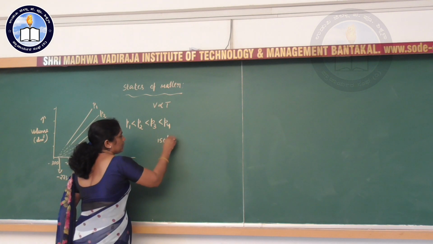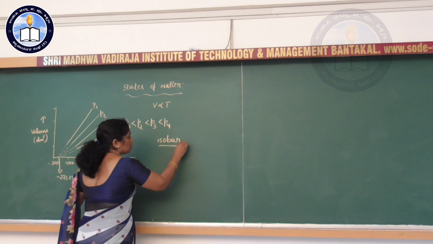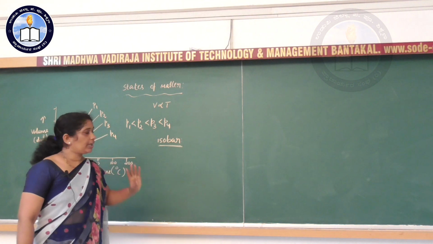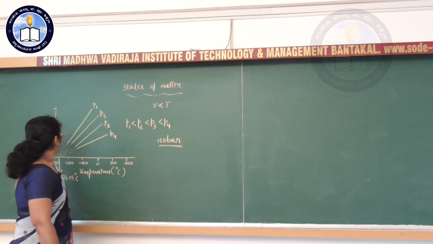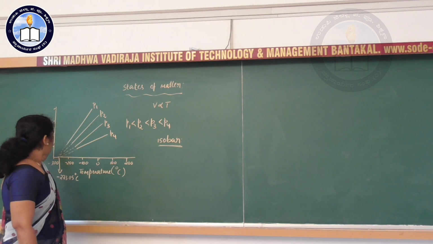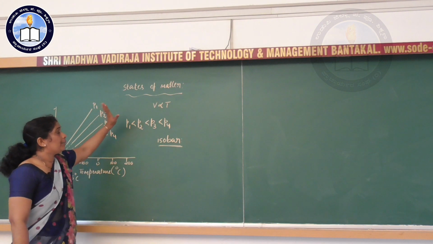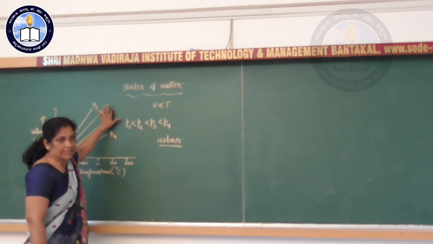These are called isobars. Isobars means plotted at constant pressure. So this is about the plotting of volume versus temperature, or variation of volume versus temperature. Remember, the pressure must be constant.